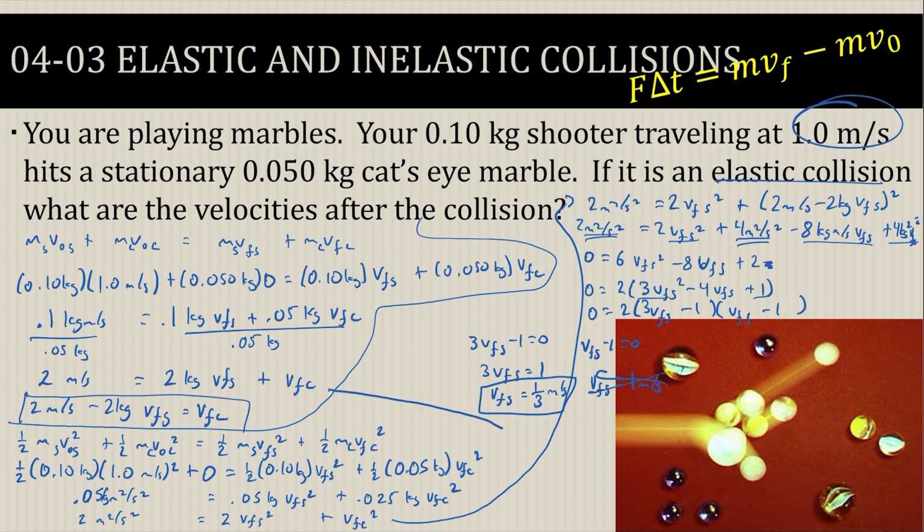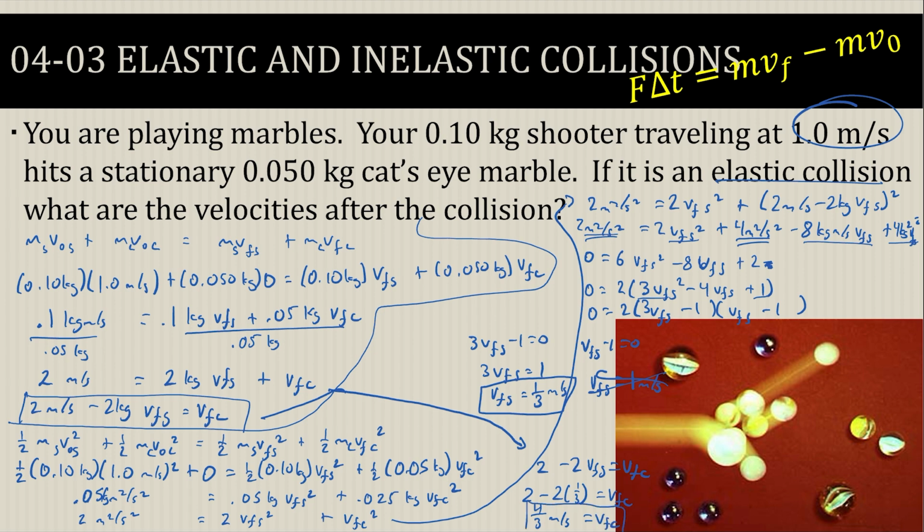Now that I know that, I can find the cat's eye, which is 2 minus 2 VFS, so the cat's eye is 2 minus 2/3, or 1 and 1/3, 4/3 meters per second.